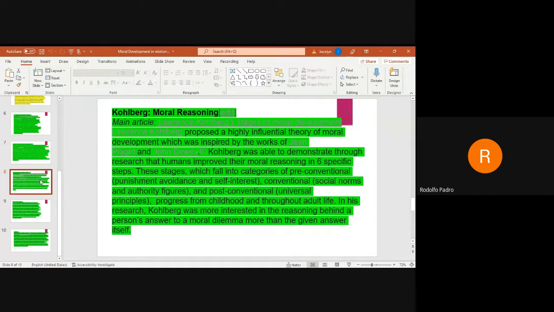That results in what we call moral development. So we will be put into a test of how we make decisions.